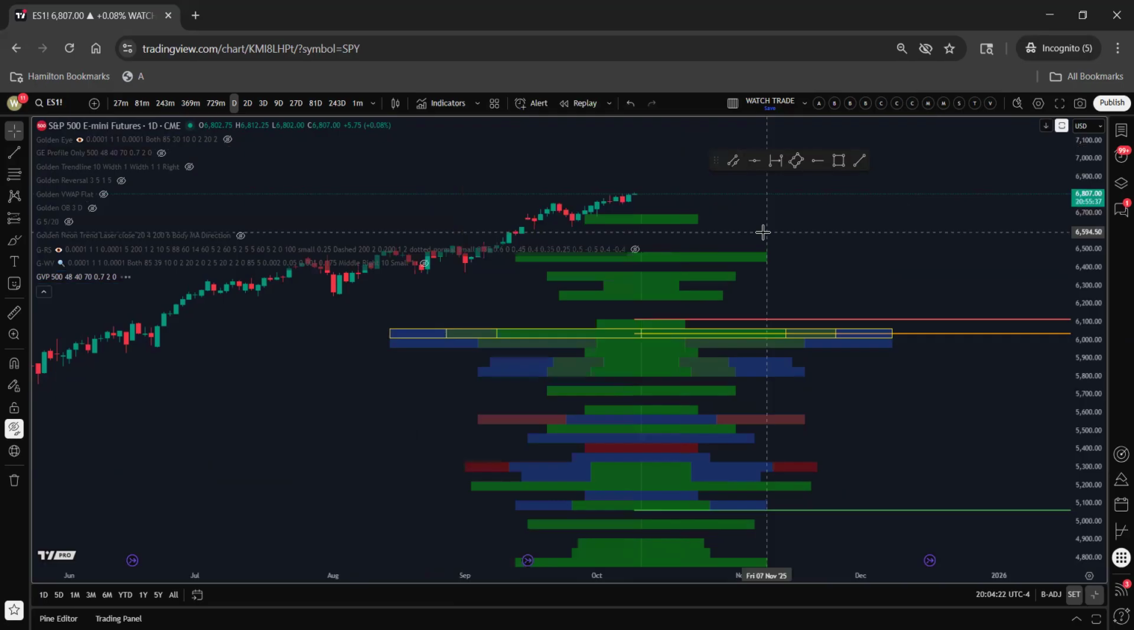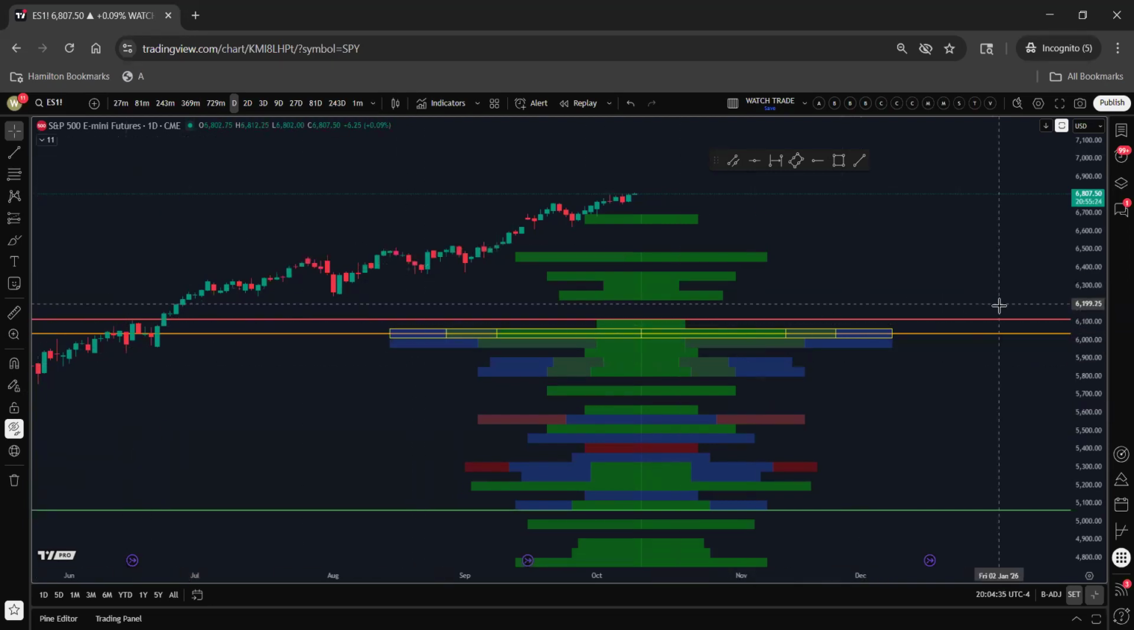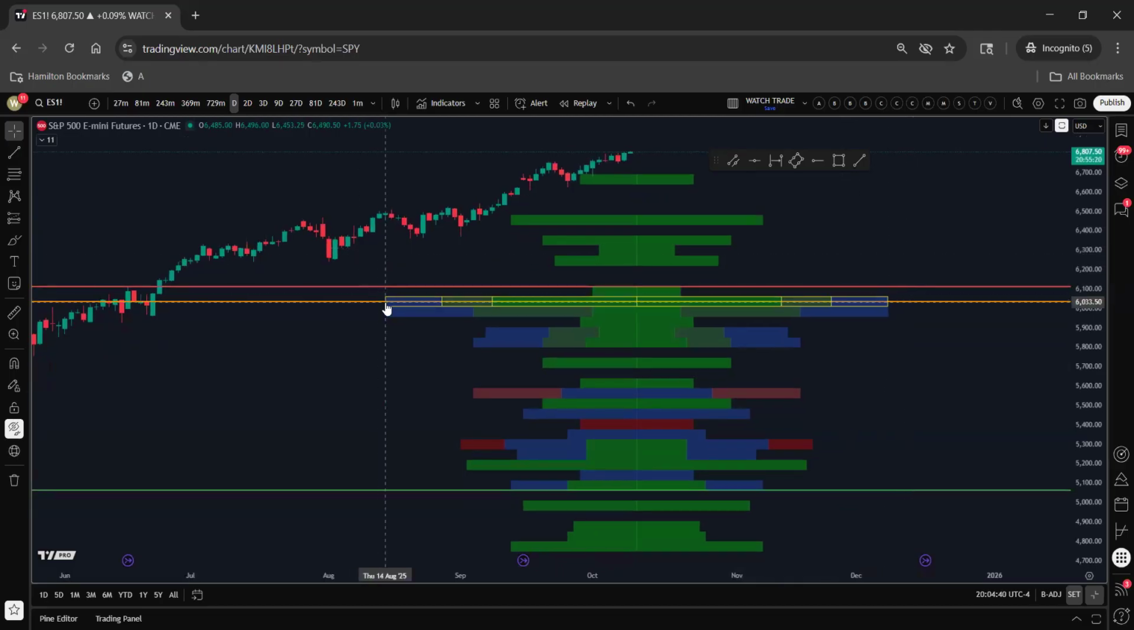So we have the volume area support lines, the lows, and the volume area resistance, the highs right here. And I extended them to the left and to the right. This is the volume profile indicator. And this golden highlighted box here.